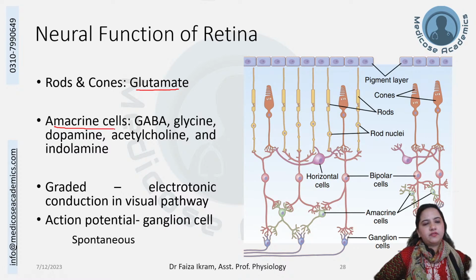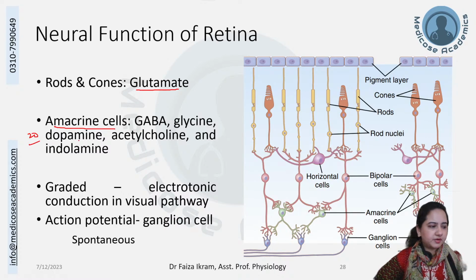Amacrine cells are found to have many types of neurotransmitters. There are about 20 types of amacrine cells discovered till now. The neurotransmitters include GABA, glycine, dopamine, and acetylcholine. We are not supposed to remember all of these. The thing to remember is this: there was one exception that we discussed, that rods are hyperpolarized in response to the stimulus rather than being depolarized.